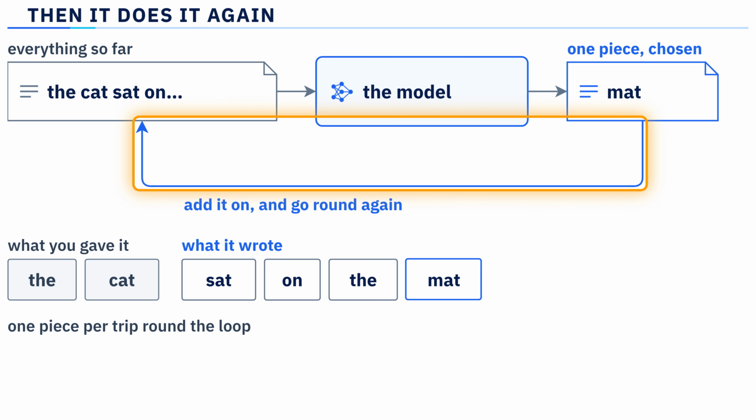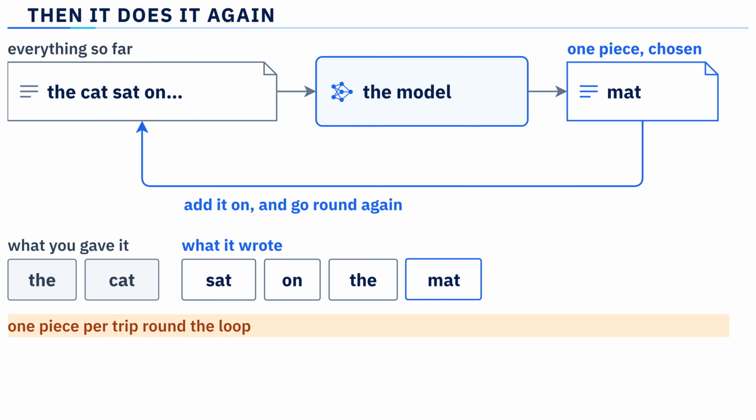And it stops when it writes a piece that means stop, or the program around it decides it has gone on long enough. 1 piece per trip round the loop. What each new guess is built on is the text so far. That is how the models behind today's chat assistants produce writing.